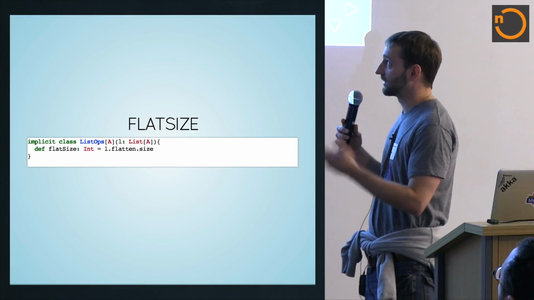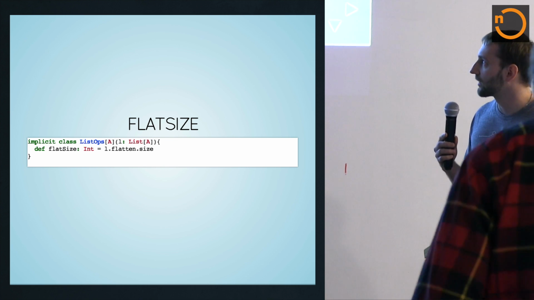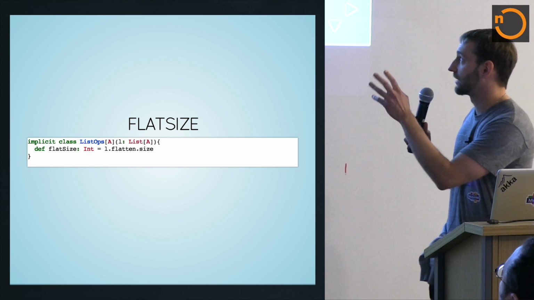So let's say I want to start doing some of this stuff in Scala itself. I'm going to make this ListOps, something based upon lists, some sort of pimp-my-method thing. I want to come out with this flatSize, and I write it like this.